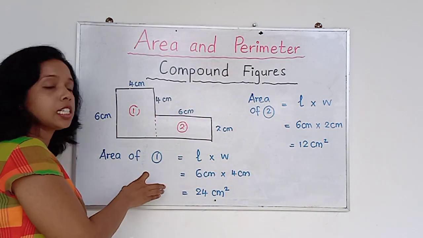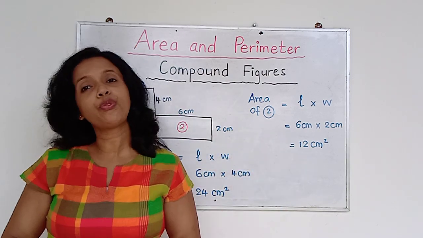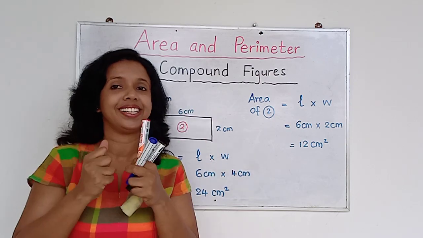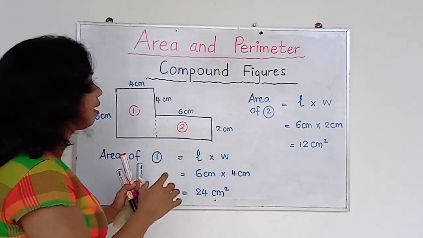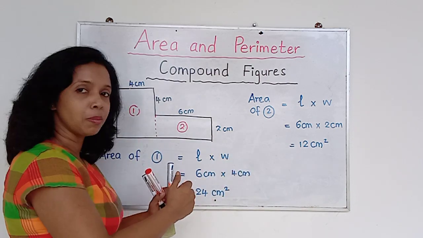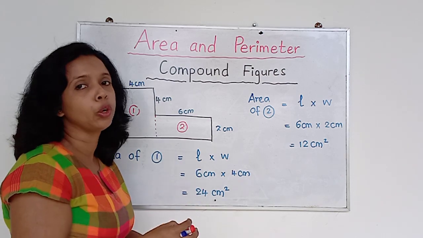So this is part 1 and this is part 2, but I want to find the area of the whole figure, or else the compound figure, right? How can I find the area of the compound figure? I want to add them together, right? Before adding them, I want to show you, children.